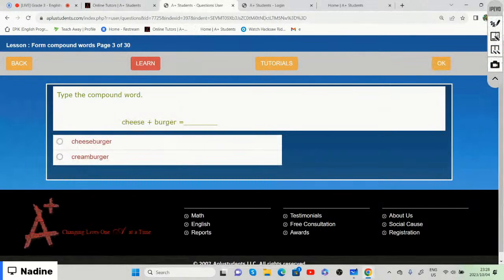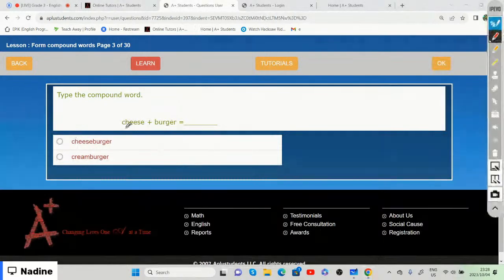All right, our two smaller words are cheese and burger. So cheese plus burger. Is it cheeseburger or cream burger? Which one is the correct one? We need to select the correct compound word. Cheeseburger or cream burger.